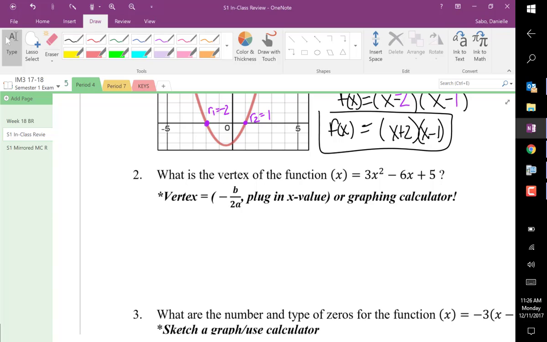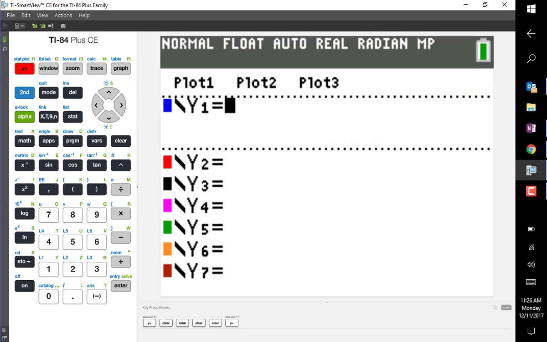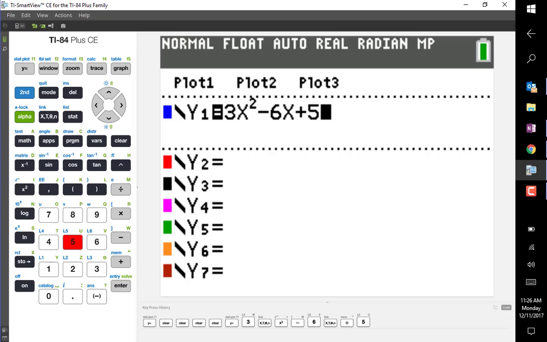Put it in the graphing calculator. Here we go. And I'm actually going to put a little note here. Graphing calculator is probably the easiest way to find the vertex if you know how to use it. So go to y equals, and go ahead and type it in. I have 3x squared, and what else we got? Minus 6x. Plus 5. Yep. And then just press graph.